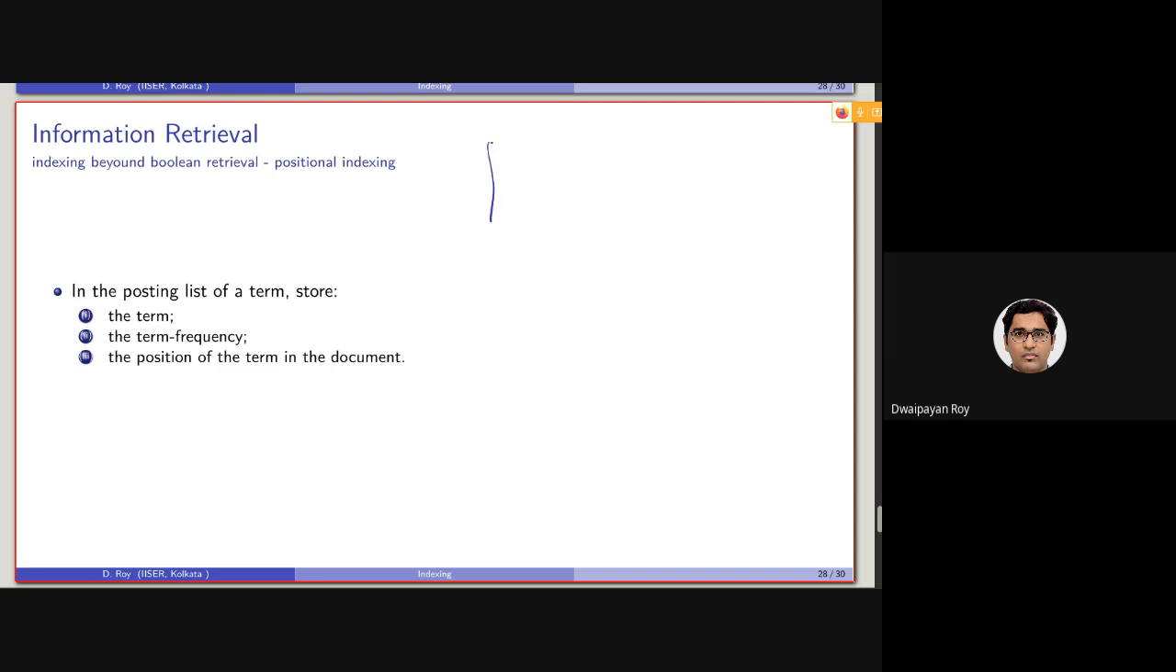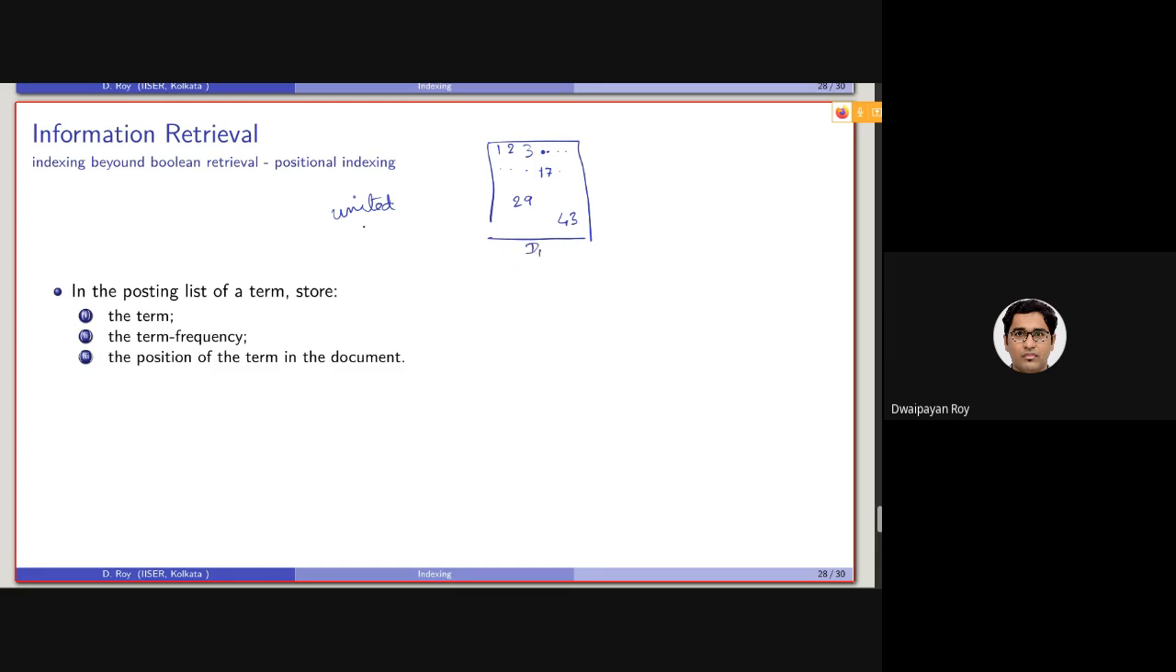Like if we consider a document like this, say this is the first word, this is the second word, this is the third word, and so on. A third piece of information we sometimes store is the position of the term. Let's say the 17th term is, say, united. So the 17th term, 29th term, and say 43rd term are united. So this is, say, doc ID 1.